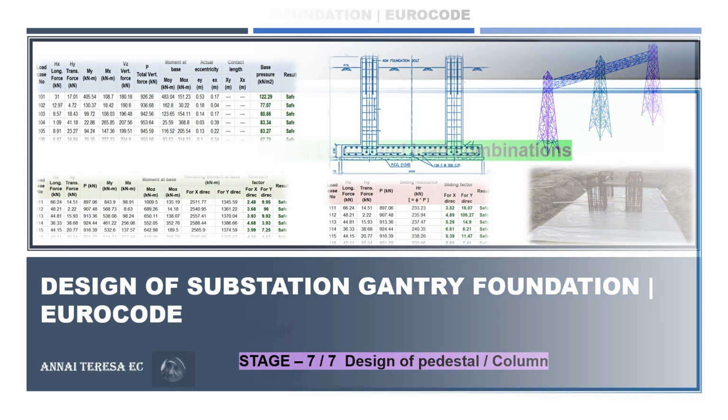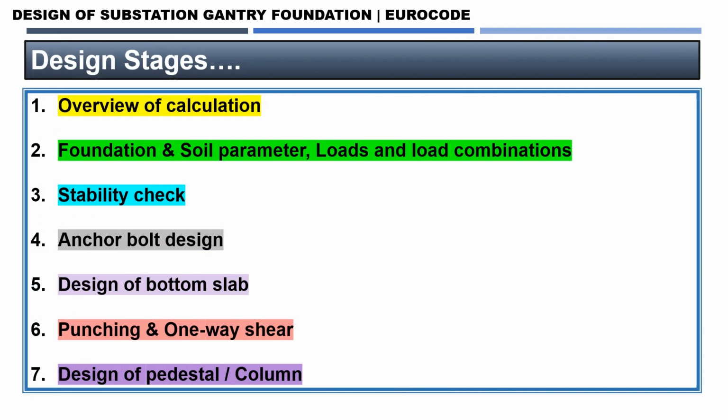These are the various stages in a design of Substation Gantry Foundation using Eurocode. Number 1, we have seen already, is overview of calculation. Second one is foundation and soil parameter, loads and load combinations. Third and fourth are stability check and anchor bolt design. Fifth one is design of bottom slab, and sixth one we have seen already, the punching and one-way shear.